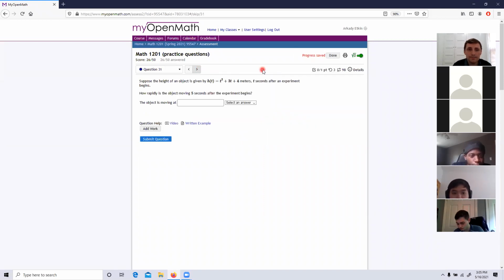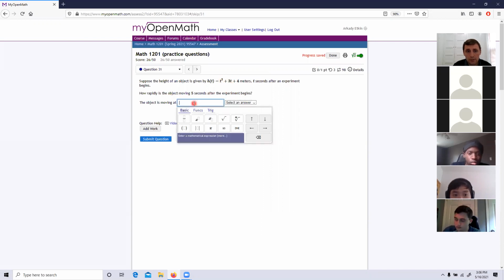Here is another one. The height of an object is given by this formula in meters, seconds after the experiment begins. How rapidly is the object moving 5 seconds after the experiment begins? So all you do is take the derivative of this and put in 5. That would be 10 plus 3, or 13 basically. It's 13.